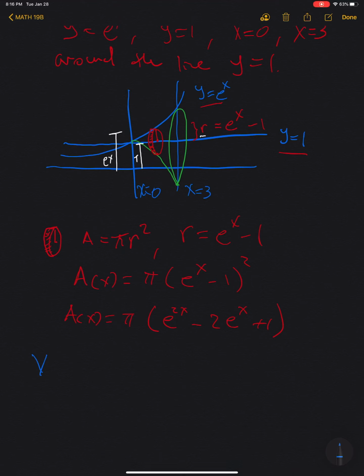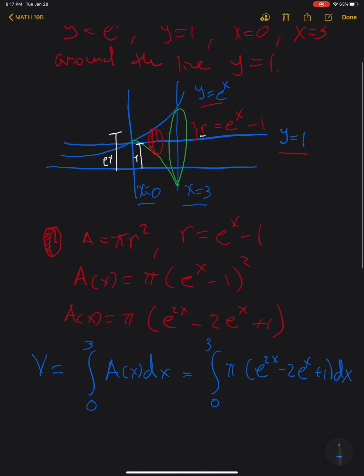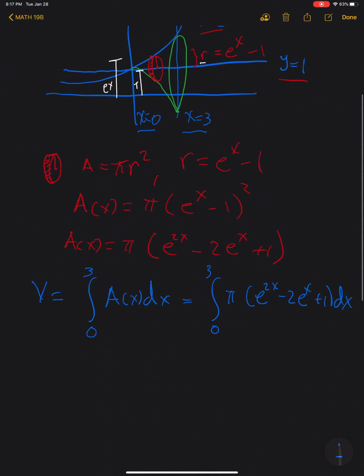So in order to come up with the expression, it's always going to be the integral of the cross sections dx. In this case, these cross sections are perpendicular to the x-axis. So I just have to identify the limits of integration, and it's going to be clear to see that it's from x equals 0 to x equals 3. So we have the integral between 0 and 3 of pi times (e to the 2x minus 2 e to the x plus 1) dx. And now it's just a matter of working out this expression.